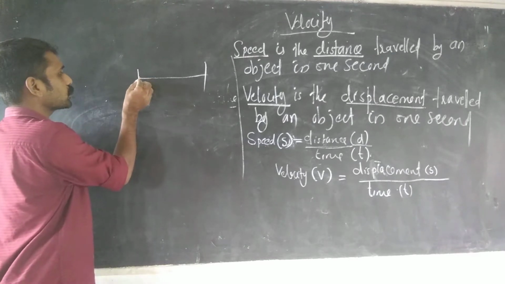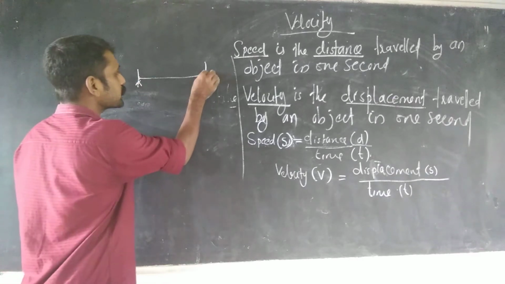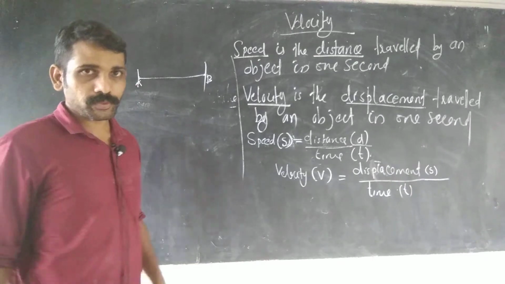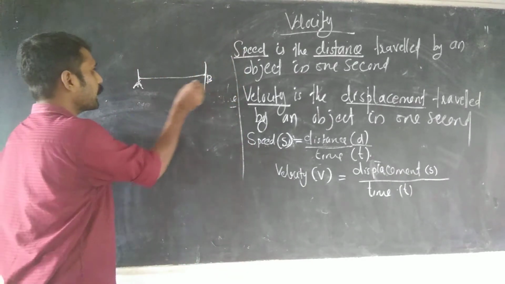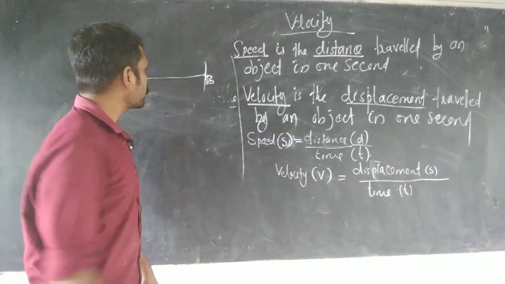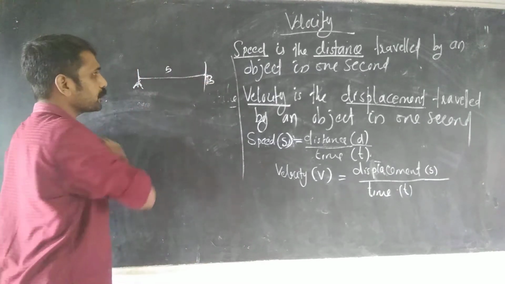So this is a point A. Suppose an object is moved from A to B. This is A and this is B. Okay, and the object travels from A to B.